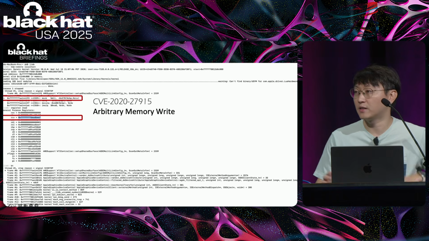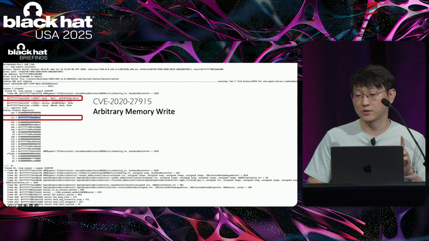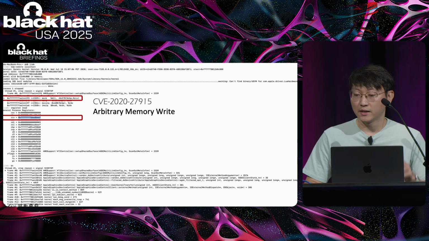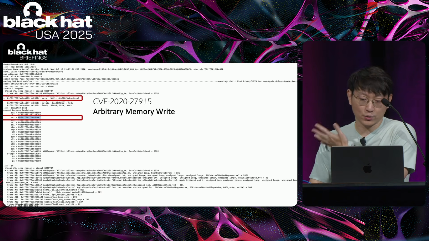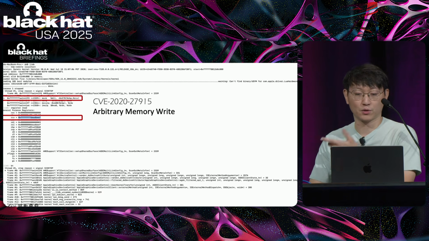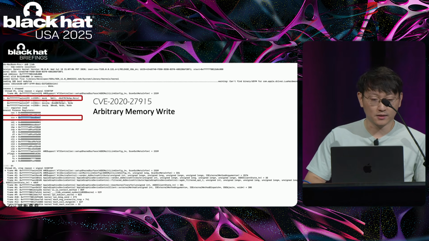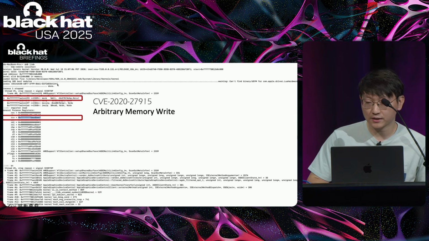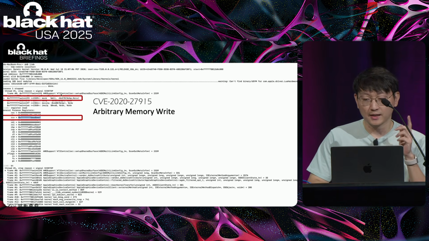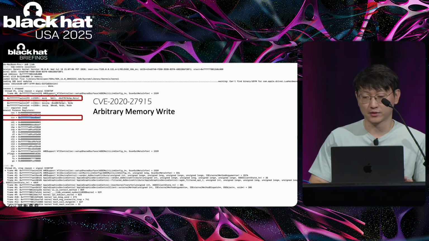The first vulnerability I want to talk about can cause arbitrary memory write. Here is the screenshot from the debugger of the crash. We can see that the offset was used to compute a kernel memory address.